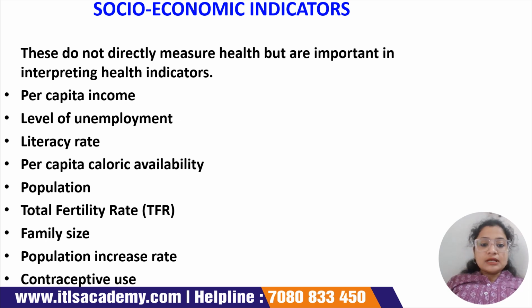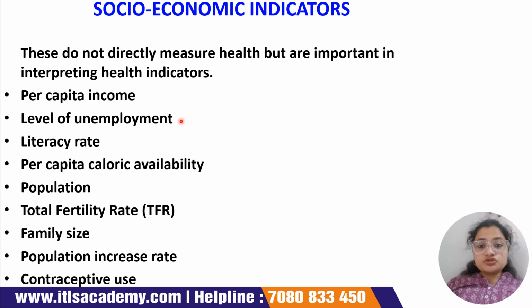Now moving on to the next group of indicators, that is socio-economic indicators. These do not directly measure health but are important in interpreting health indicators. So these are basically indirect indicators. Directly they will not influence your health, but indirectly they play an important role. First is the per capita income. Next is the level of unemployment, which is very high nowadays in India.